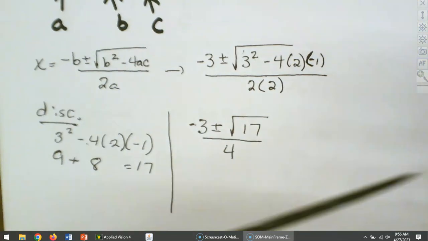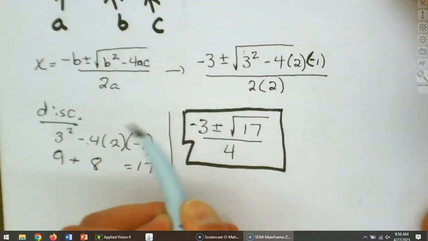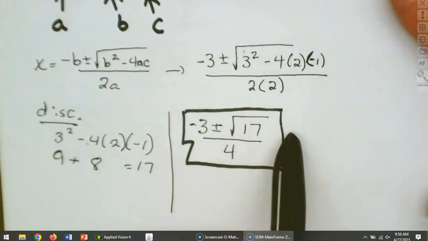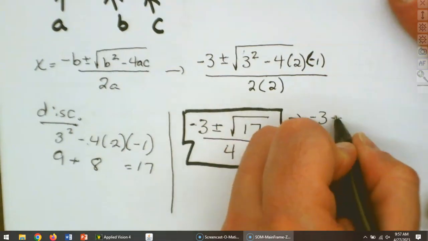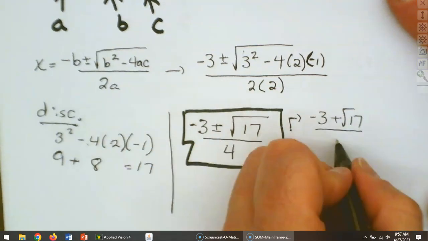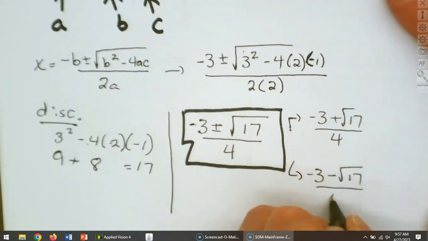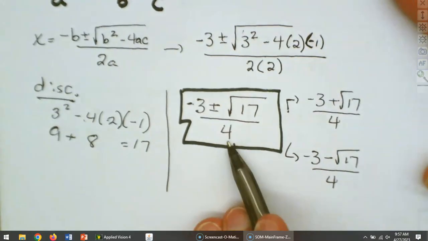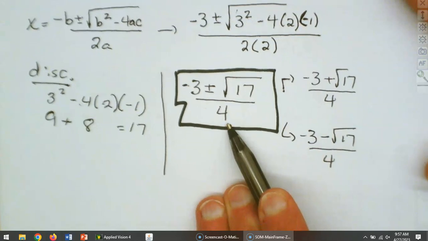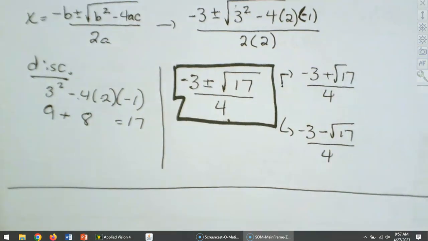You can leave it like this, or you can split it up into the 2 separate fractions like this. Because it's actually minus 3 plus the square root of 17 over 4, and minus 3 minus the square root of 17 over 4. But this is okay to leave it like this. Usually in college algebra, you'll leave it like this. So that's the way they normally write it. But it's actually this. So if the roots don't break down, it's usually a little bit easier.